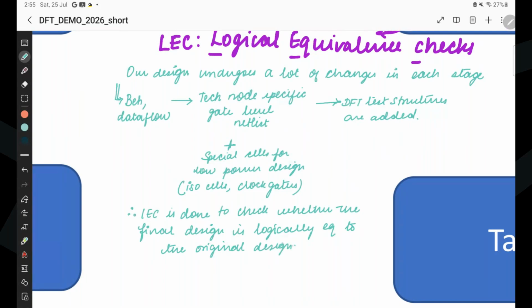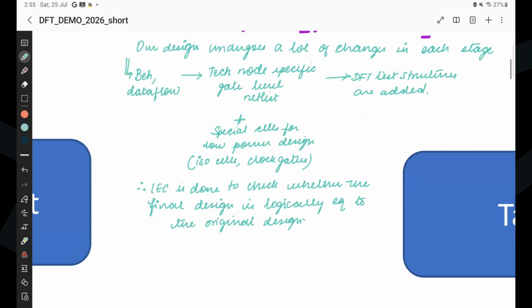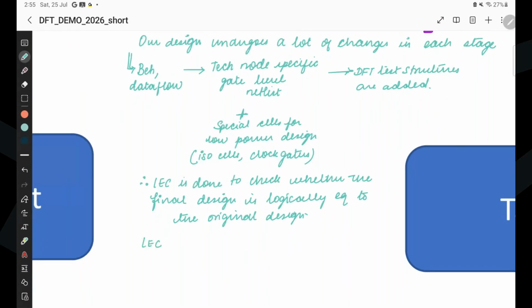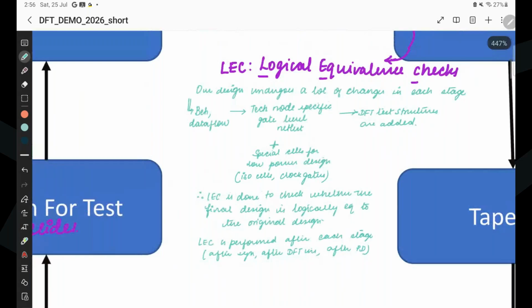Okay. So actually LEC will be performed after each stage, like after synthesis, after DFT insertion, after PD, like that. Okay, so that is what is LEC.